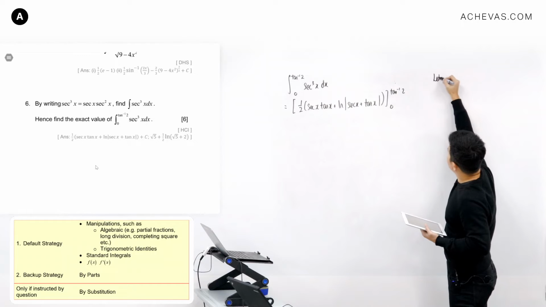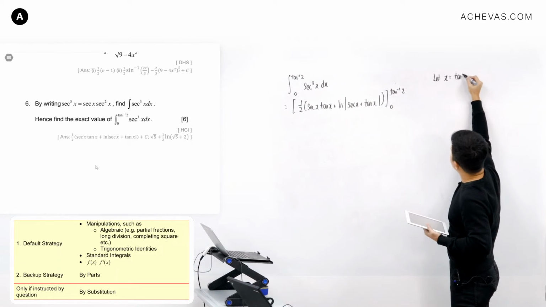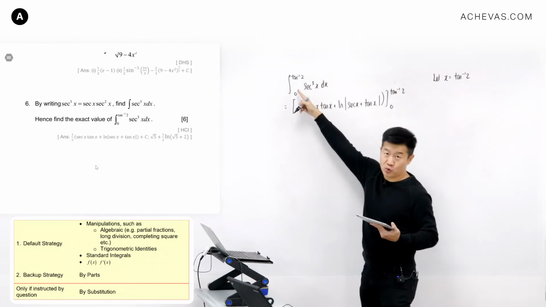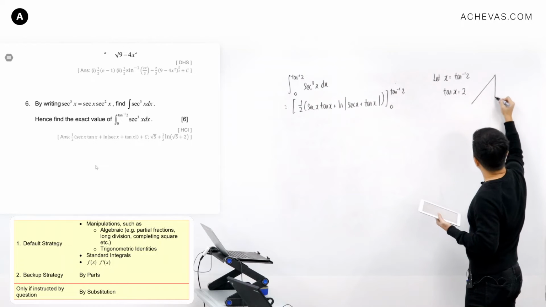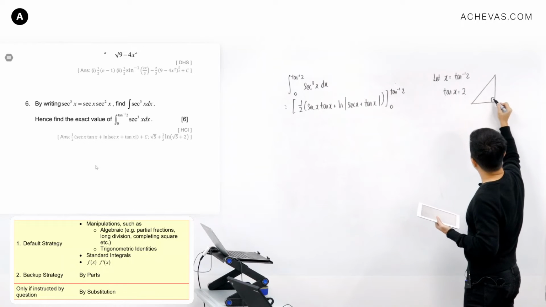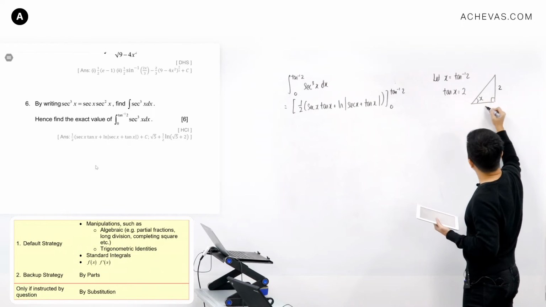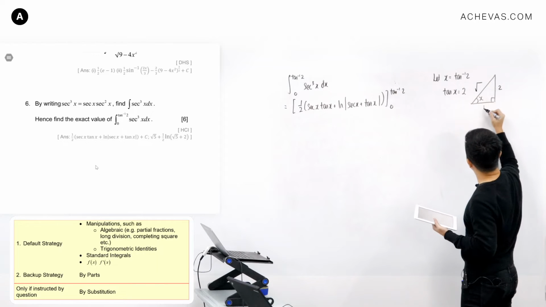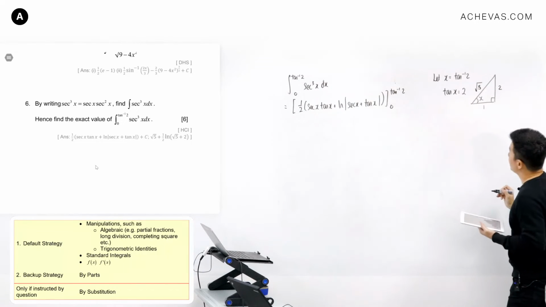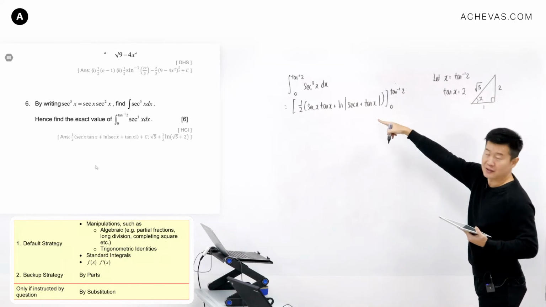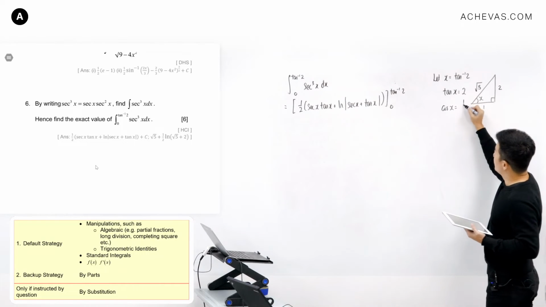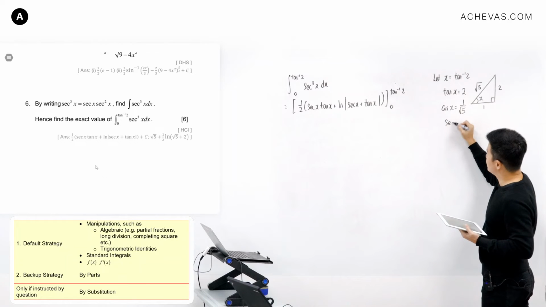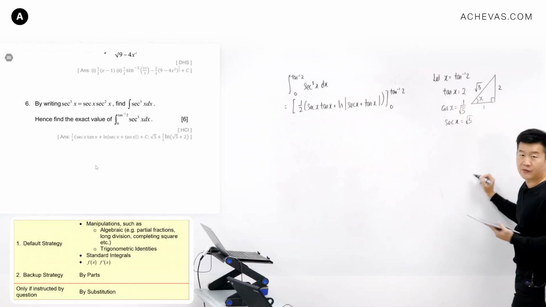That means if I were to let x be equal to tangent inverse 2, that means tangent x is going to be equal to 2. Sketching my triangle, the right-angled triangle, this is x, 2 is like 2 over 1. So this is going to be square root of 2 square plus 1 square, square root of 5, which means that from here, secant x, I'm going to work out a cosine x. Cosine x is going to be 1 over square root of 5, which means that secant x is going to be square root of 5.